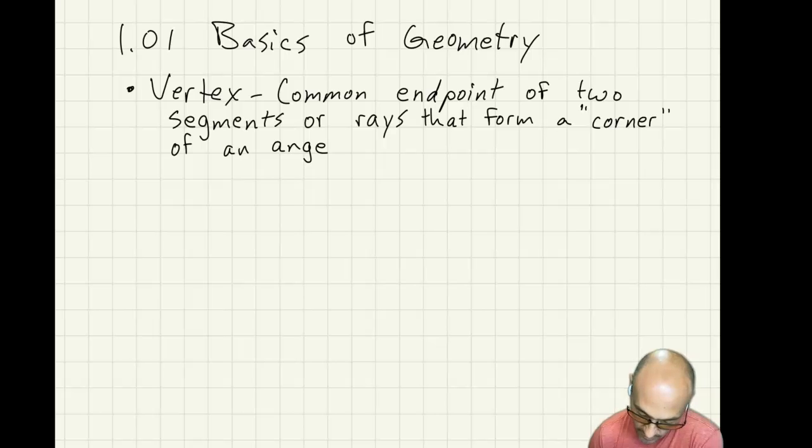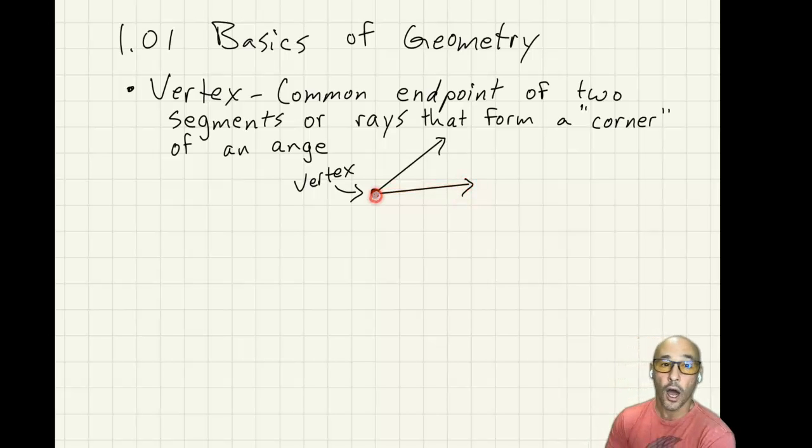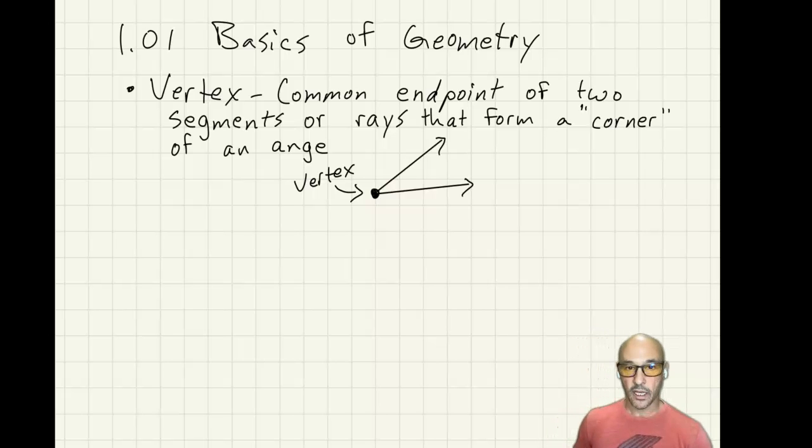So if we think of something like this, so we have two rays, the vertex is right there. So here's one ray extending off that way. Here's another ray. Each ray, this is their endpoint. So it's a shared or common endpoint. And it forms the corner of the angle. Corner is in quotes there because it's not like a formal thing. It's not what we really talk about corners when we're thinking about geometry.